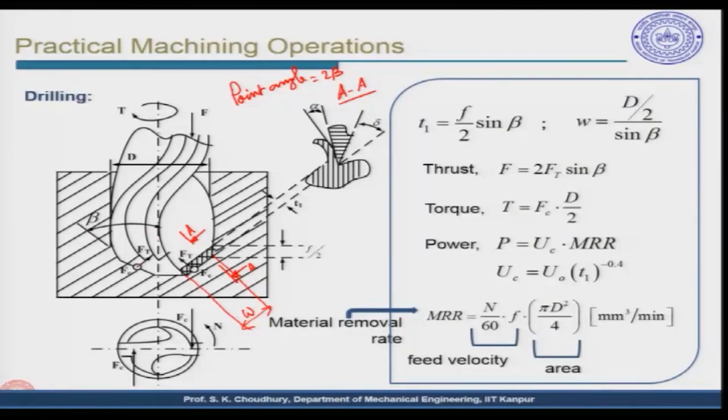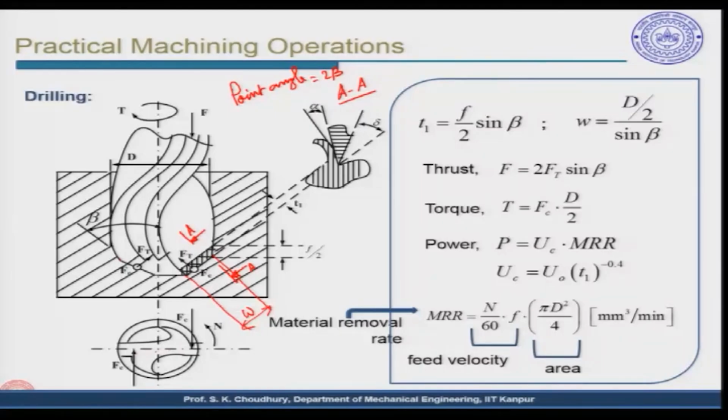The thrust force will be directed from this tooth towards the center of the drill, and this will be perpendicular to the teeth. Fc will not be visible in this view, Fc will be visible in the top view. And this will be resisting the torque which is applied to the tool, that is to the drill, and the thrust is given by 2 into Ft into sine beta, and the torque is given by Fc into d by 2.